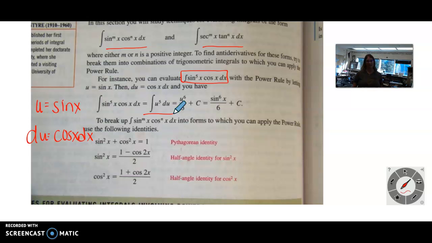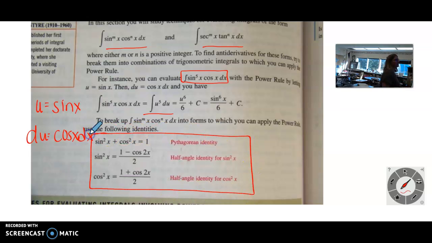A lot of these problems are not going to be quite as straightforward as that, of course, because that's how calculus is, but that's okay. We love it anyway. All right, so you're going to want to know these identities, the Pythagorean identity, sine squared x plus cosine squared x equals 1. I think we've gone over that quite a bit. Hopefully you've got that one nailed in your brain. But these half angle identities for sine squared x and cosine squared x might not be as clear, so you should write those down. They are in your textbook as well.